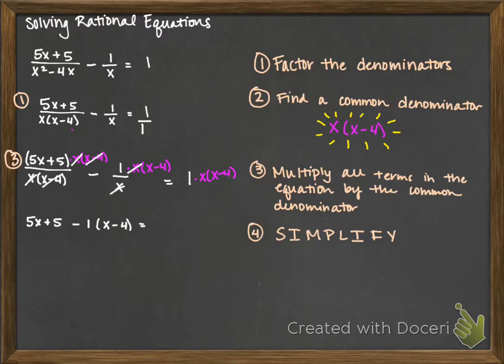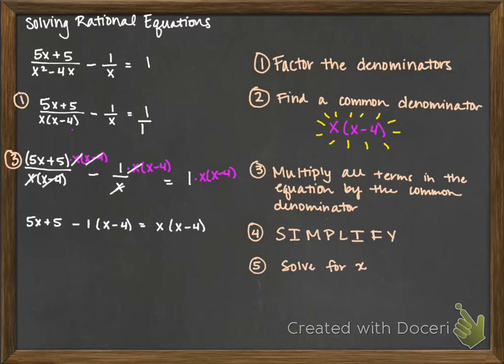Finally, I don't have anything to cancel out of my last term over here, so I just have 1 times x minus 4, and 1 times x is just x, so I have x times the quantity x minus 4. This is starting to look a lot better. I don't have any variables in any denominators, so it's going to make my life a lot easier to solve this problem. My final step is to just solve for x.